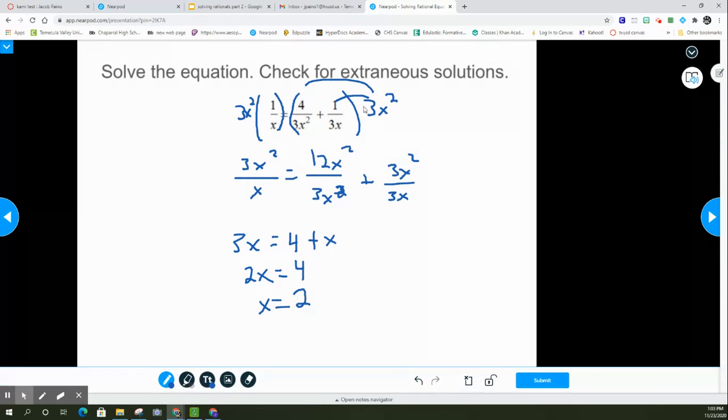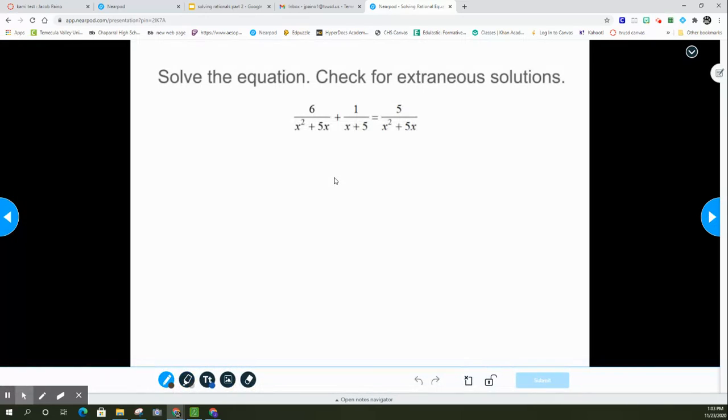All right, and again, I didn't check for extraneous solutions on the last one or this one, because the only thing that could be extraneous is 0, and my answer is not 0. Now we notice that everything's going away. I'm going to show in this example maybe something that's a little bit different.